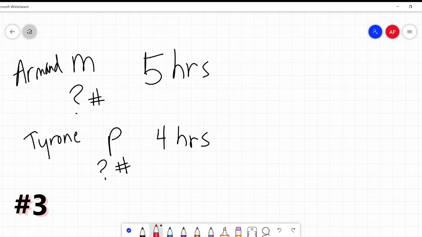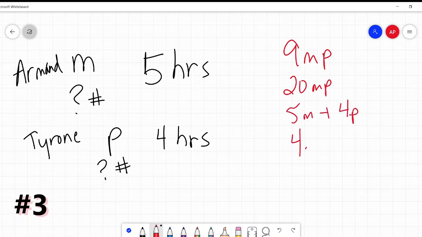If this is hard to visualize, like, how do I represent this? The options that they give us as answers, we have 9MP, 20MP, 5M plus 4P, and 4M plus 5P. All right, if this is hard just to look at and go like, oh, I know this, here's a way to visualize it. Put real numbers in there. Instead of M, think about it. If he was texting 3 texts every hour and he did it for 5 hours, how many texts would he do?